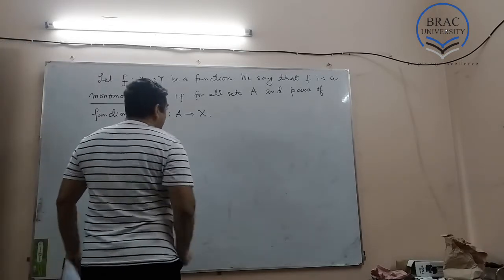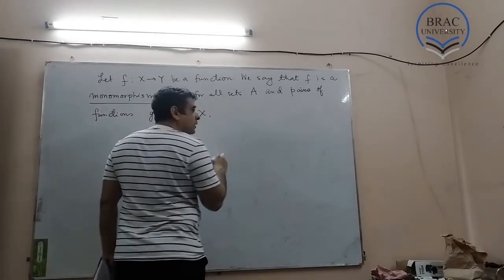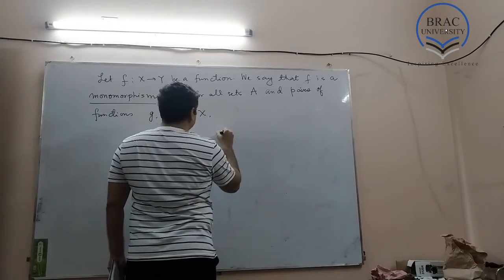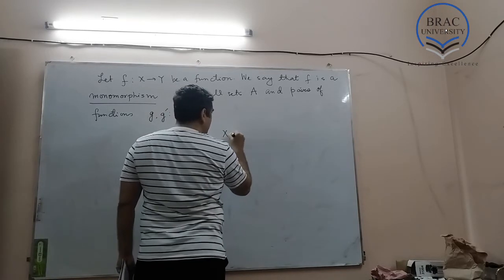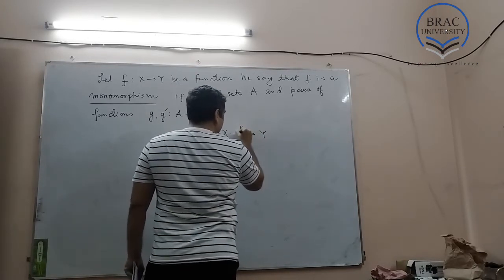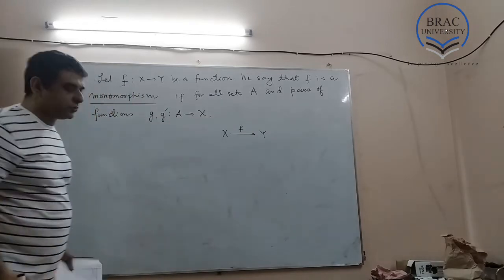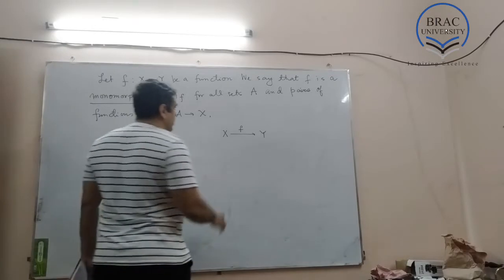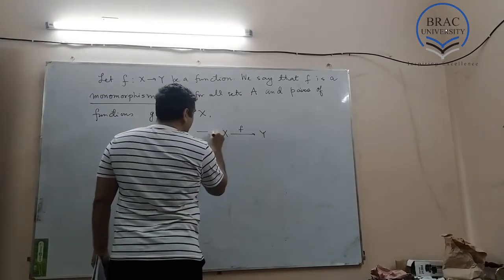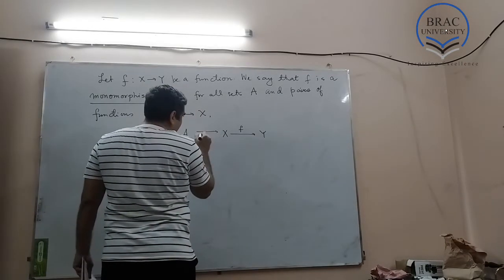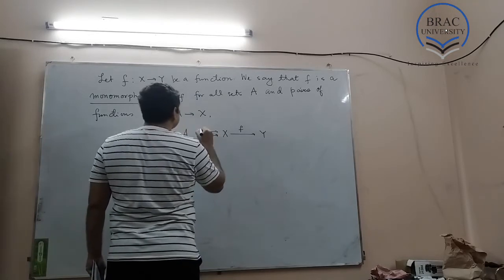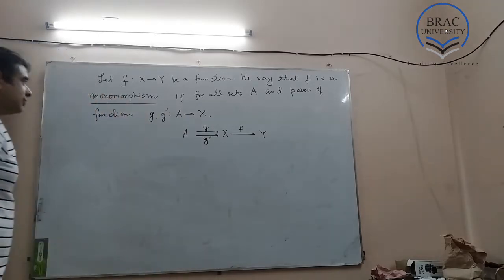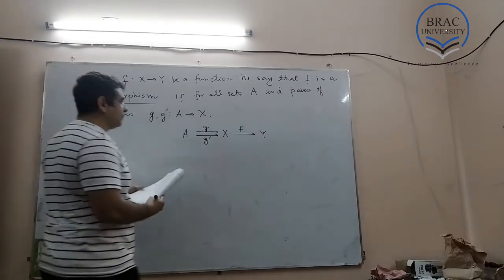So in other words, we have this diagram. Let me draw this diagram. Initially we have these two objects. We have a map between these two sets. Of course, the objects are sets in the category of sets. And we have two parallel arrows from any set A to the given set X, denoted by G and G prime. So this is the associated diagram for the definition.